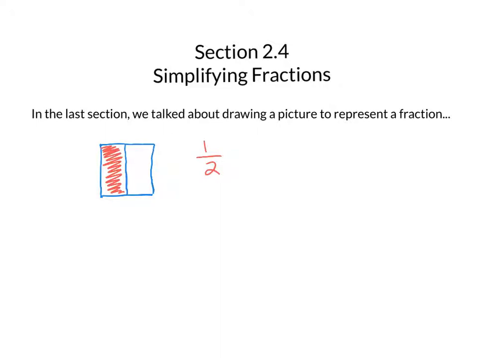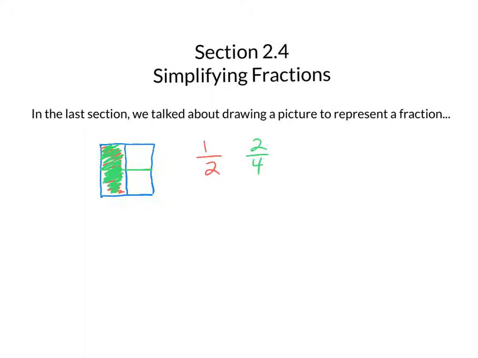If I wanted to, I could take that same square and instead of dividing it in half, I could divide it in fourths, which I'm going to do now. And if I shade in the same amount, now I have a different fraction. Now I have the fraction 2/4. But it does show exactly the same amount.